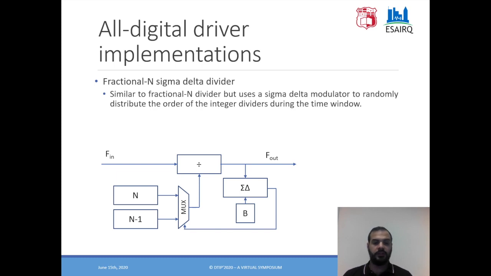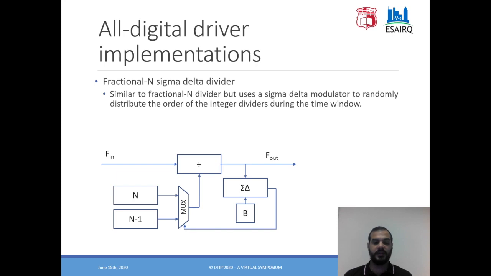An improved approach is to use a fractional and sigma delta divider. Similar to the previous approach, a divider which can switch between divide by n and divide by n-1 is used. However, instead of using a timing window to choose between the two divisions, a sigma delta modulator is used. The output gain has a high resolution, which is better than what can be achieved with integer divisions.